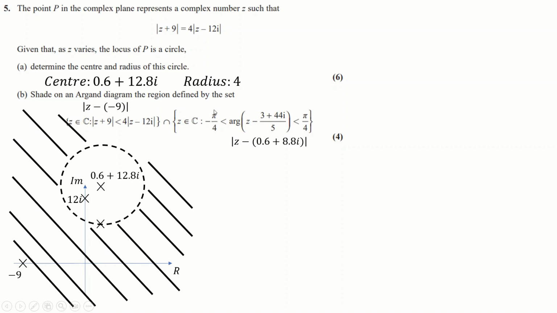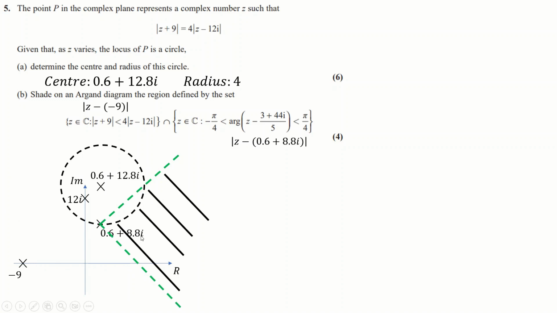Now this is minus pi over 4 and pi over 4. So these are two lines going outwards like this. This is just core pure 1 maths, I think, isn't it? Two half lines going out, pi over 4 and minus pi over 4. All dashes because you can't be on them because there's strict signs here. And we want to be between those two lines. And we also want to be here. So that just leaves this area here, I think, as our answer.